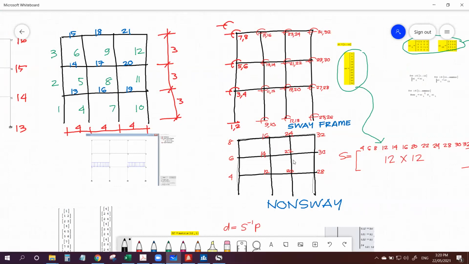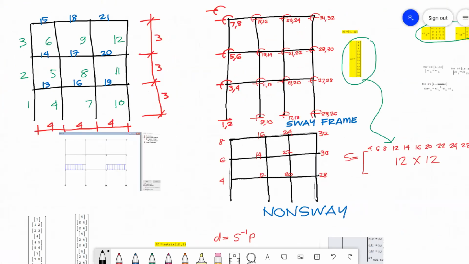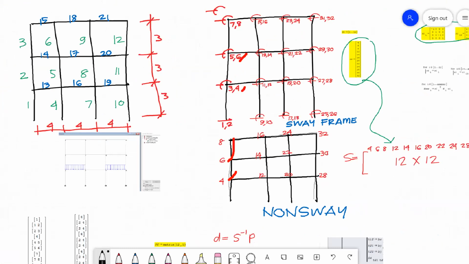For the non-sway frame, I only included the rotation, which are four, six, eight, 12, 14, 16, 20, 22, 24. No?